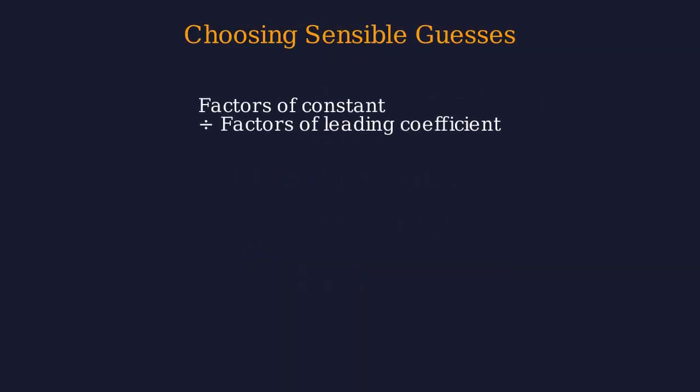Now, a quick word on choosing a sensible guess. You don't need to try every number. Look at the constant term and the leading coefficient. Factors of the constant over factors of the leading coefficient give likely rational roots. In our example, the constant is minus 3 and the leading coefficient is 2. So try plus or minus 1, plus or minus 3, and plus or minus a half, plus or minus 3 over 2. Often, one of these will click within a few seconds.